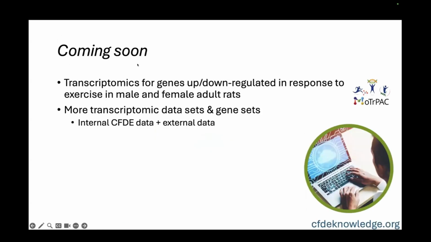And finally, I'm just going to talk about a couple of things that are coming soon. We're constantly developing new availabilities through the Knowledge Center, but these include transcriptomics for genes up and down regulated in response to exercise in rats developed by MoTrPAC, more transcriptomic data sets, more gene sets, and those are derived from both internal and external program data.